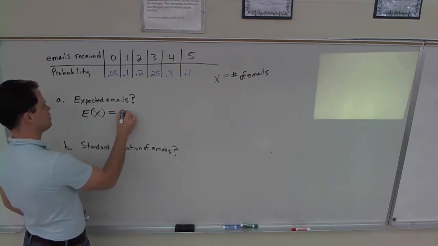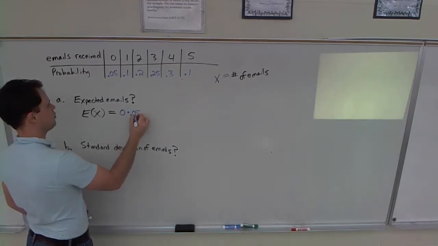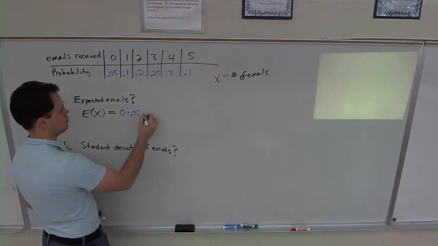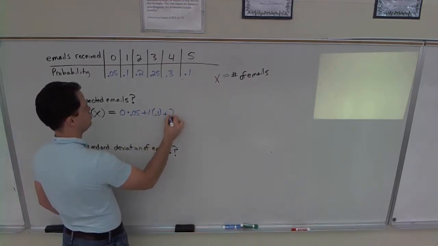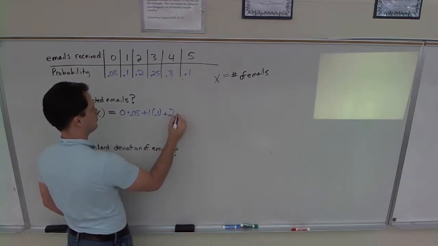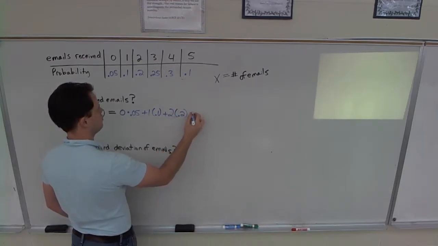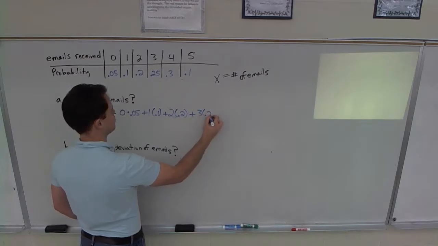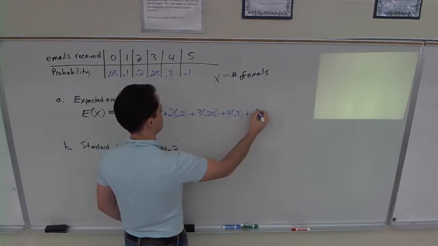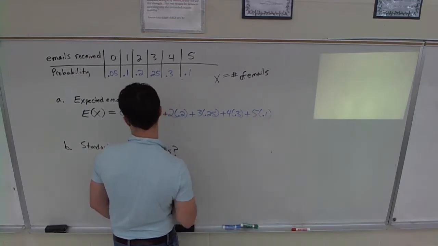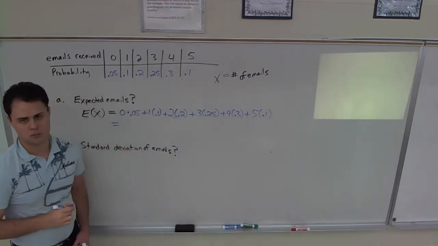Each x sub i times the probability weight attached to it. So we're going to have 1 times 0.1. We're going to have 2 times 0.2. 3 times a quarter. 4 times 30%. And 5 times 10%. And we'll get it that way.